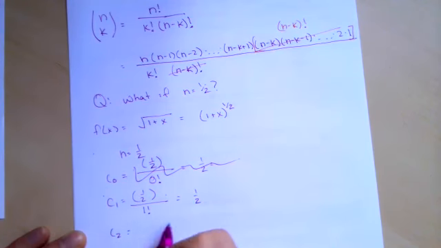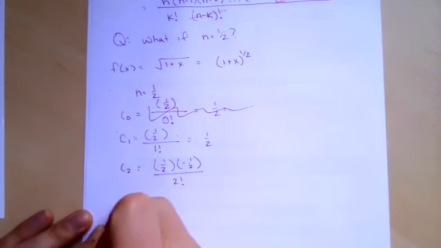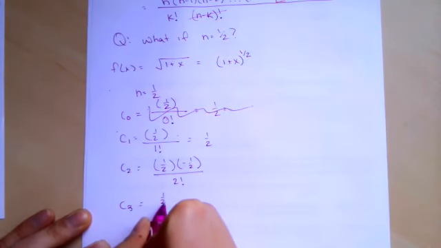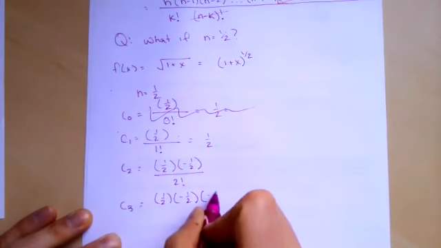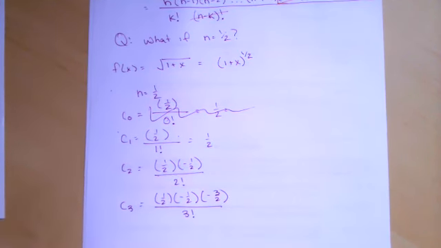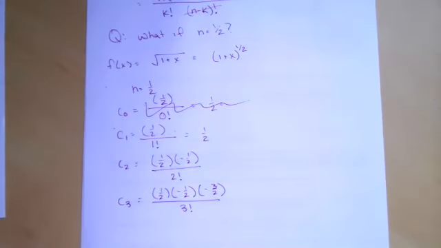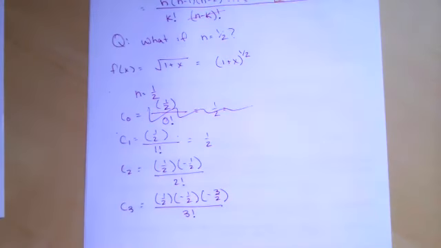Our C2 is going to be 1/2 times negative 1/2 over 2 factorial. And we can keep going like this. So our C3 is going to be 1/2 times negative 1/2 times negative 3/2 over 3 factorial. And we can simplify all of these and then come up with a Taylor polynomial that will approximate our square root function. We can finish that one tomorrow if you guys want. Any questions?